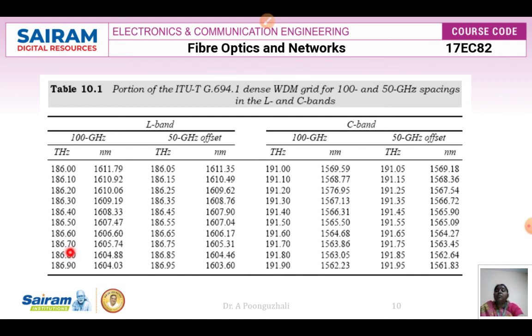So 100 gigahertz spacing means we can see 186.10, 186.20, 186.30. That is 100 gigahertz spacing, which is around 0.8 nanometers. This is your 50 gigahertz offset. A 50 gigahertz offset means 186.05, so that offset is added to the 100 gigahertz spacing. Here this is your spacing, this is for the L-band and this is for the C-band.